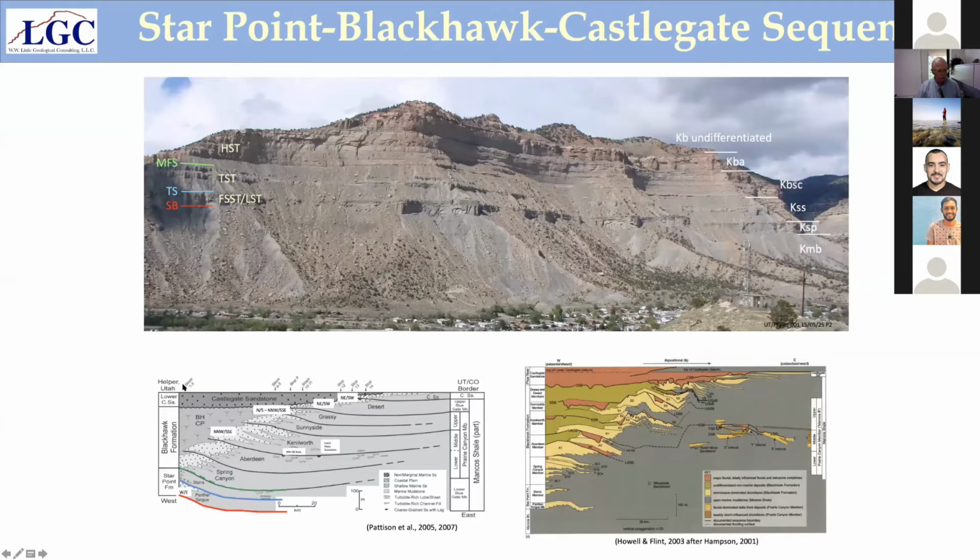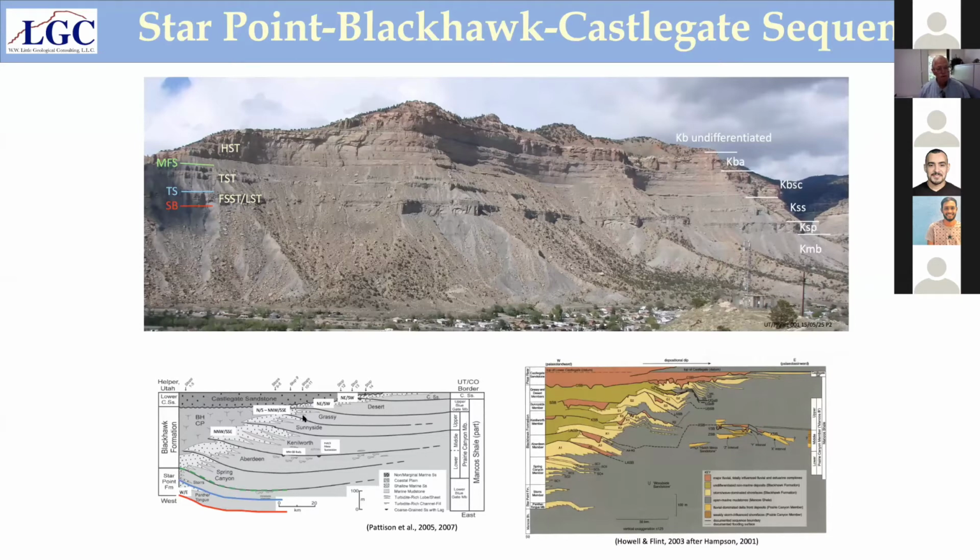We're talking today about the interval that's right over here at the far left side of this diagram, and the area consists of sandstones that prograde into the basin and then are interfingered with mudstone from transgressions. So we're going back and forth between transgressions and regressions. The interval that we're working with is called the Star Point-Blackhawk-Castlegate sequence. If we were talking about sequence stratigraphy, it's a single third order sequence.